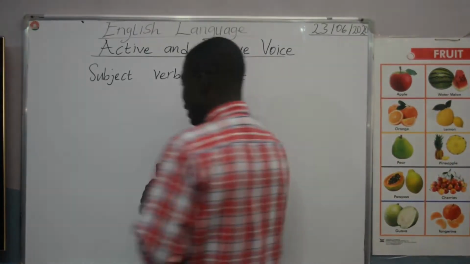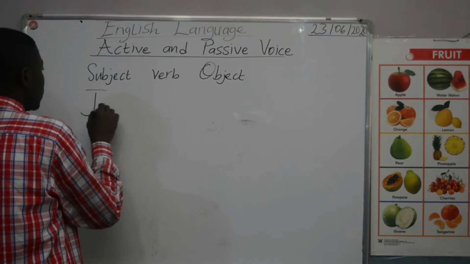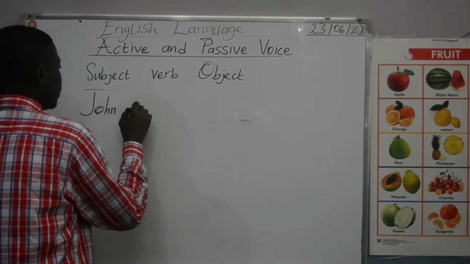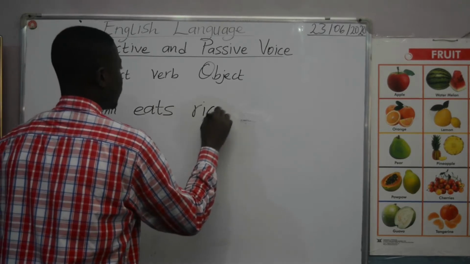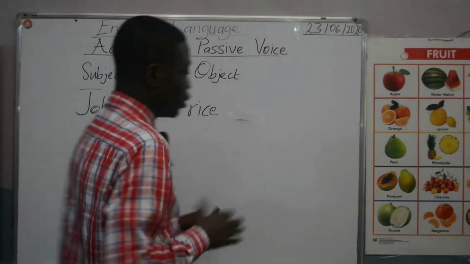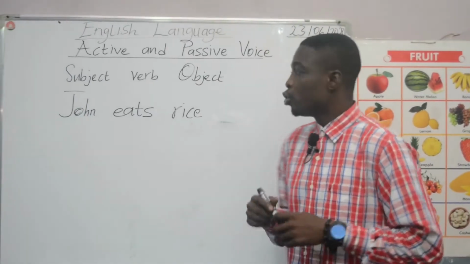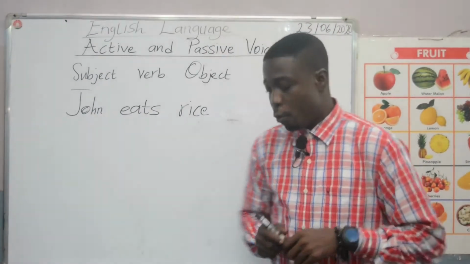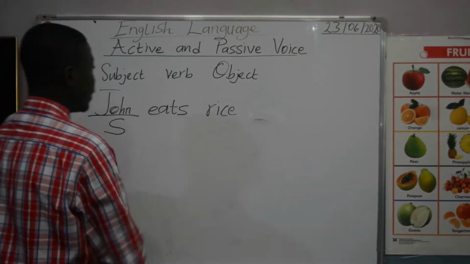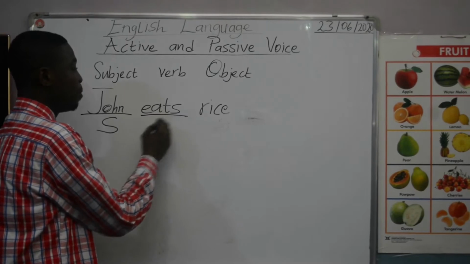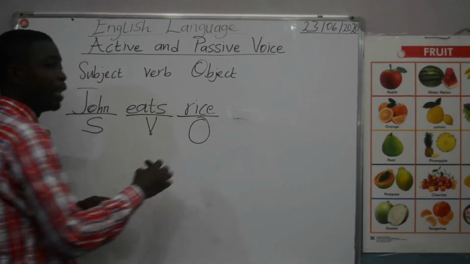So we have an example like John eats rice. John eats rice. So in this sentence, we have John being the subject. We have eats being the verb and rice being the object.